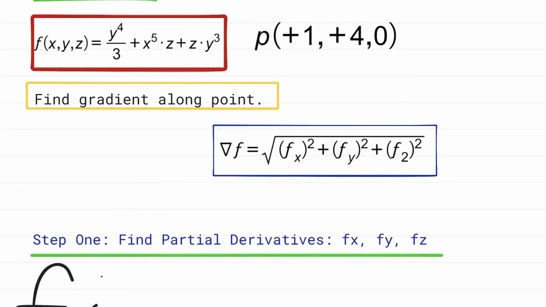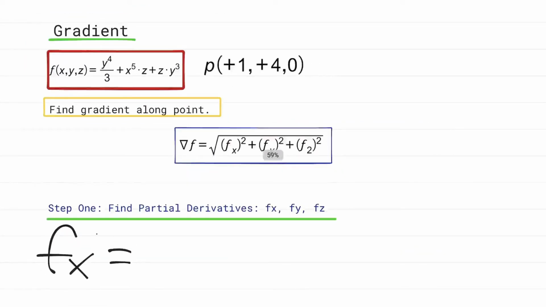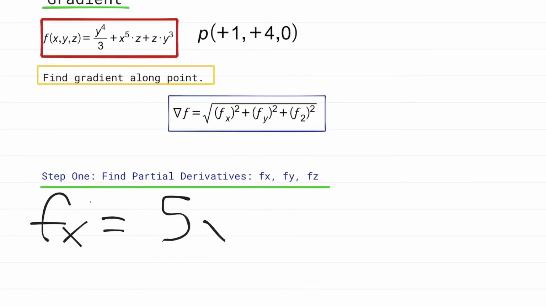So the partial derivative with respect to x is equal to: y⁴/3 is a constant, z times y³ is a constant. Why? Because there's no x term. However, the middle term x⁵ times z is not a constant, only the z, but the x⁵ is what we derive with respect to. And in doing so, we get 5x⁴ times z. So that's our partial x.